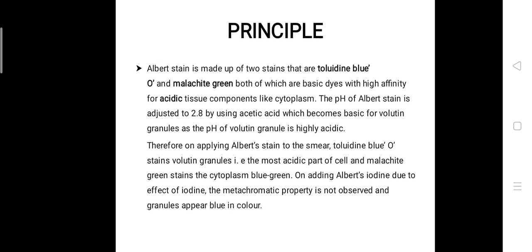Therefore, on applying Albert stain to the smear, toluidine blue O stains volutin granules, that is the most acidic part of cells, and malachite green stains the cytoplasm blue-green. On adding Albert iodine, due to the effect of iodine, the metachromatic property is not observed and granules appear blue in color.